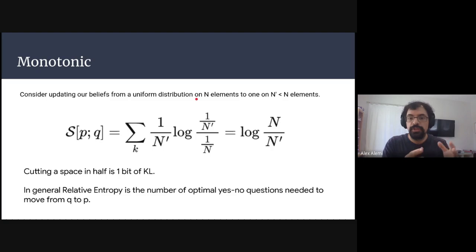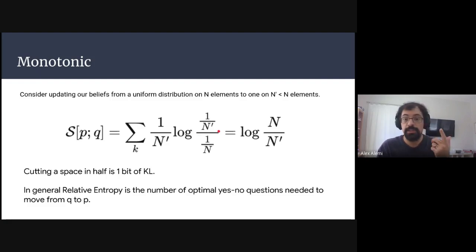I would want this function to be monotonic in that sense. If I go from a large population I'm uncertain about to a small population to a smaller population, the magnitude should be monotonic in the size of the shrinkage. And our formula does that. If we have two uniform populations, 1 over n things, and then 1 over n prime things, the formula is just the log of the ratio of n to n prime.